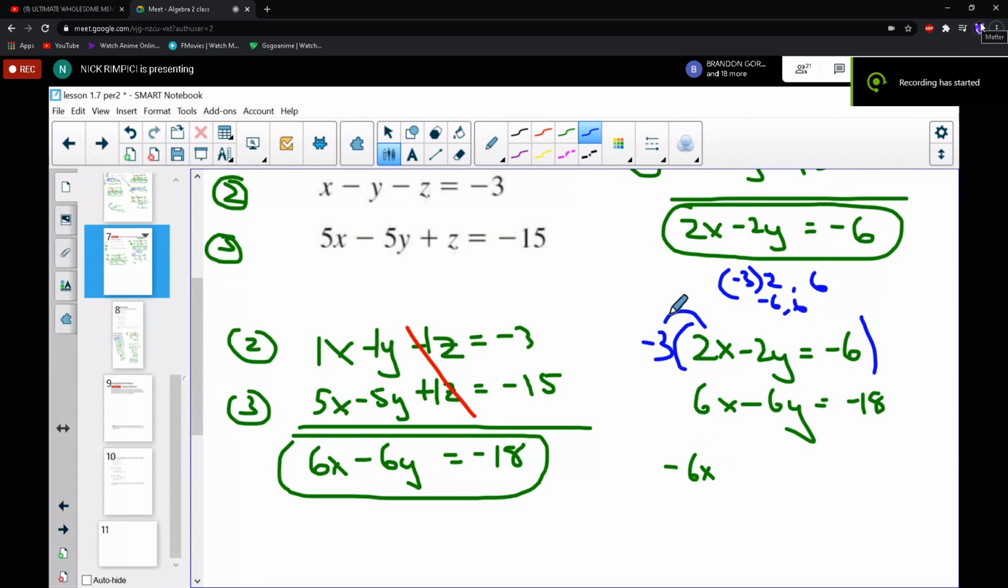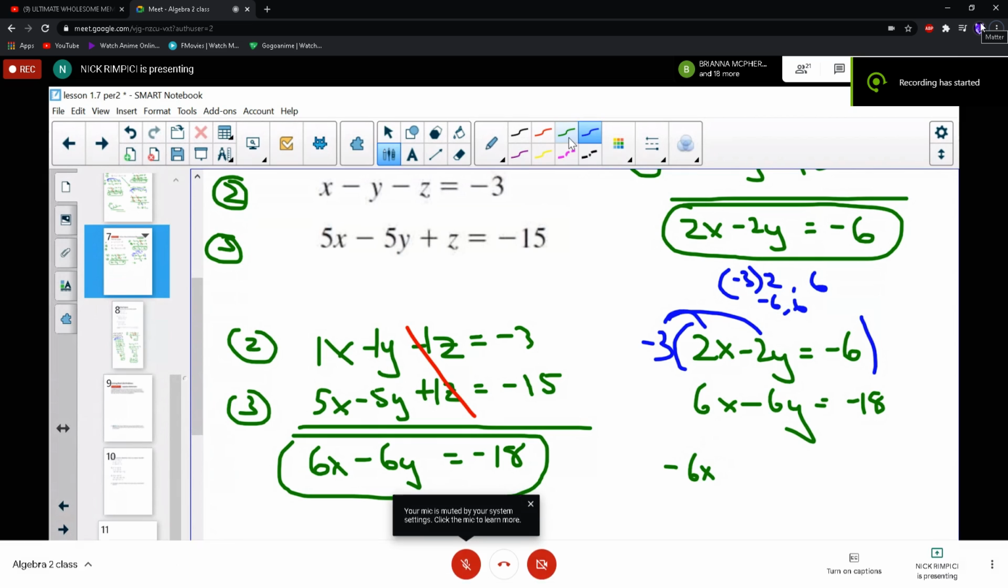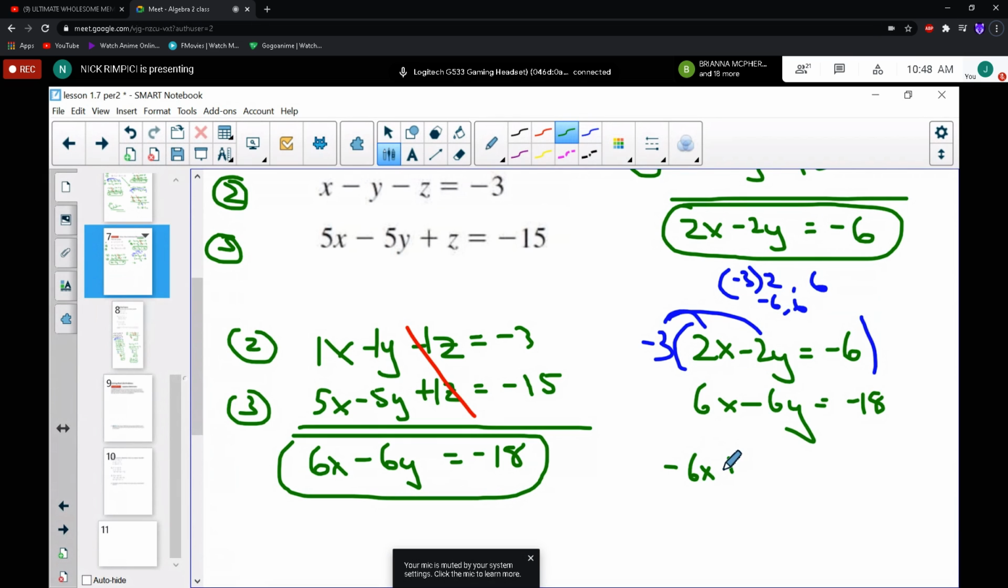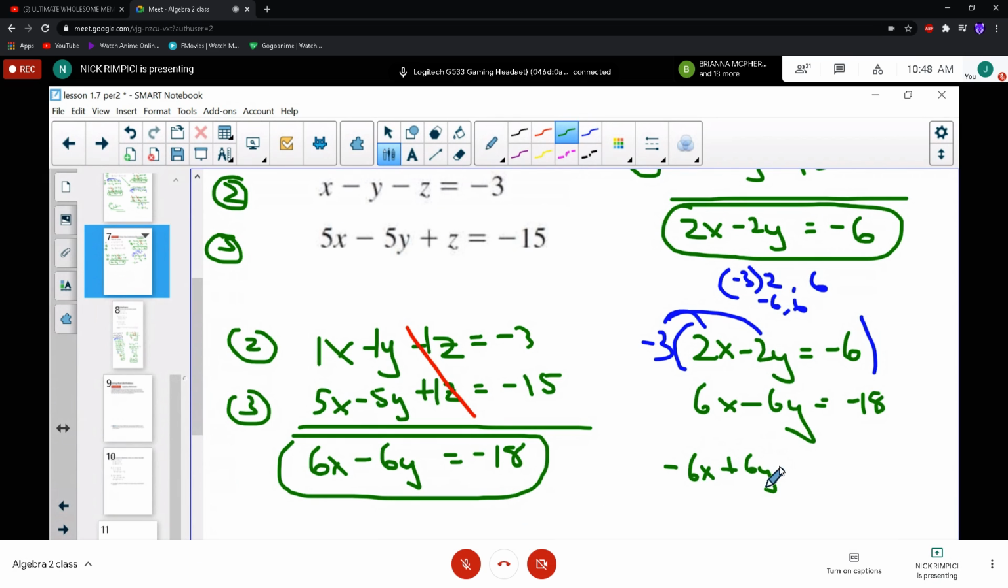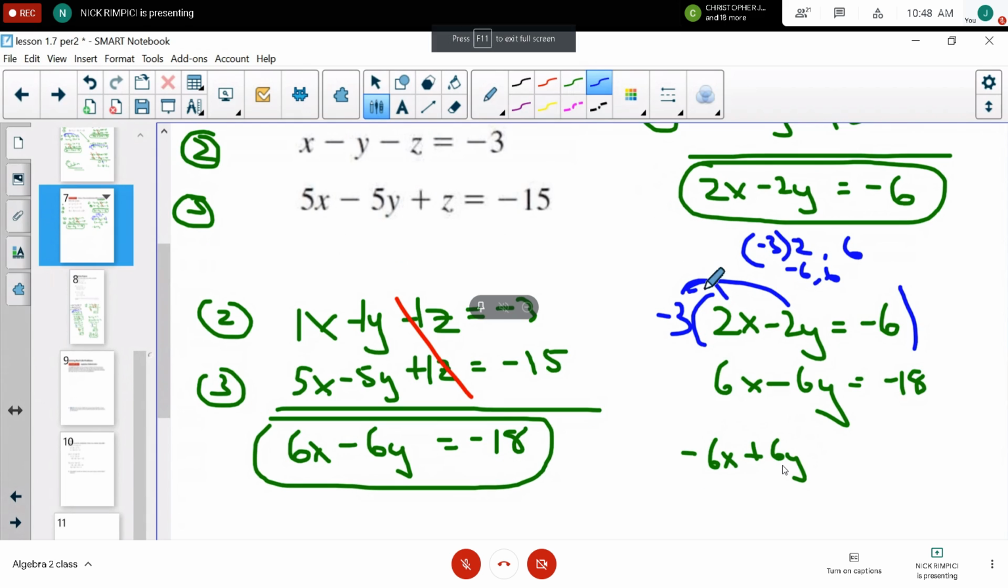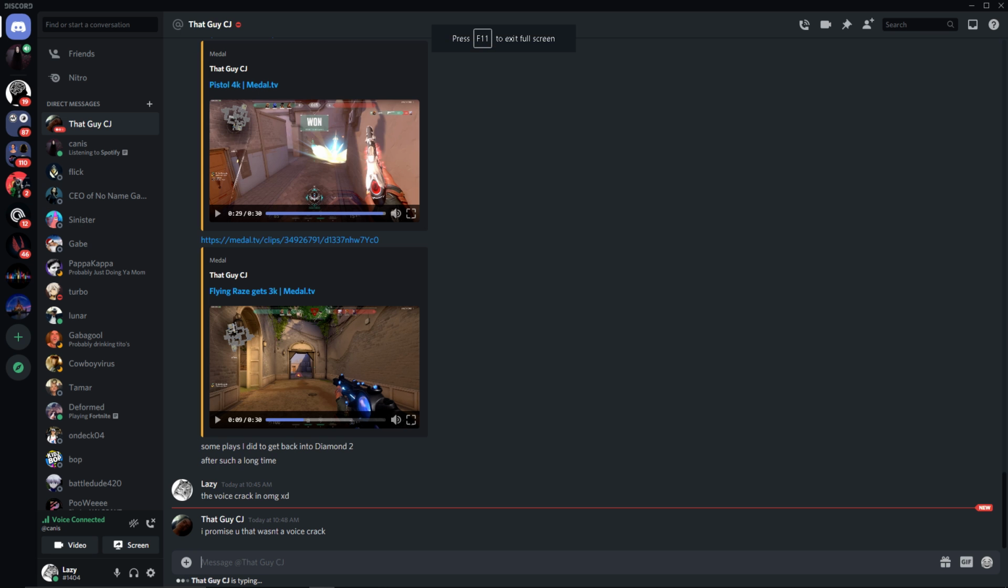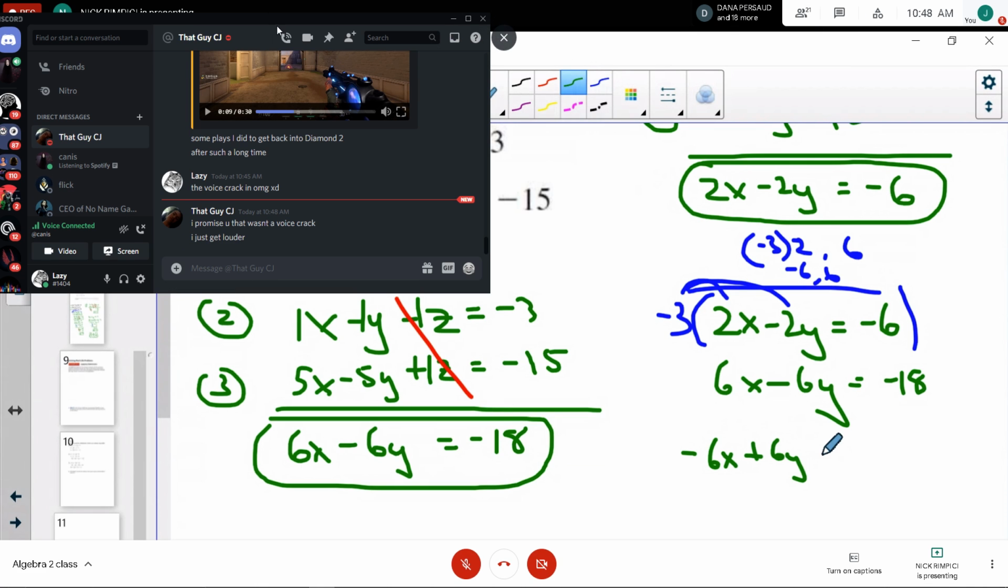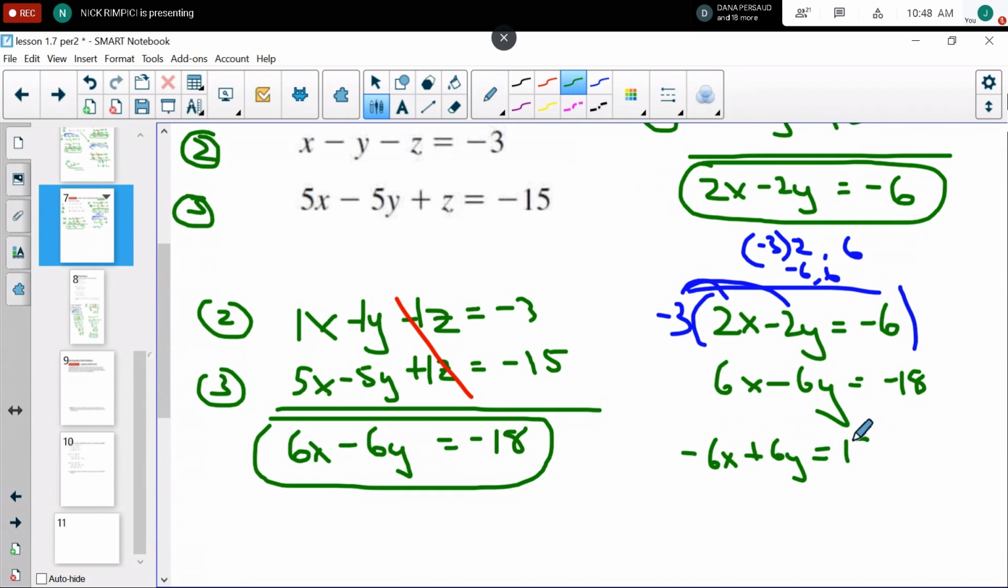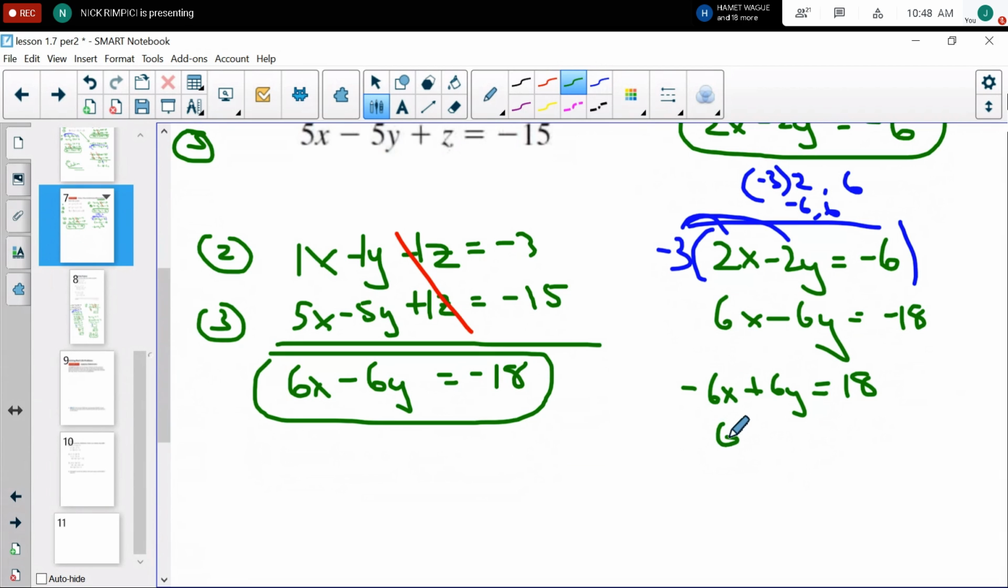I'm just going to start this early. I have to do negative 3 times negative 2y, and that's going to give me positive 6y. And then I have to do negative 3 times negative 6, which is going to give me positive 18. And the bottom one we're not adjusting, so I'm just going to copy it. I'm just going to copy 6x minus 6y equals negative 18.